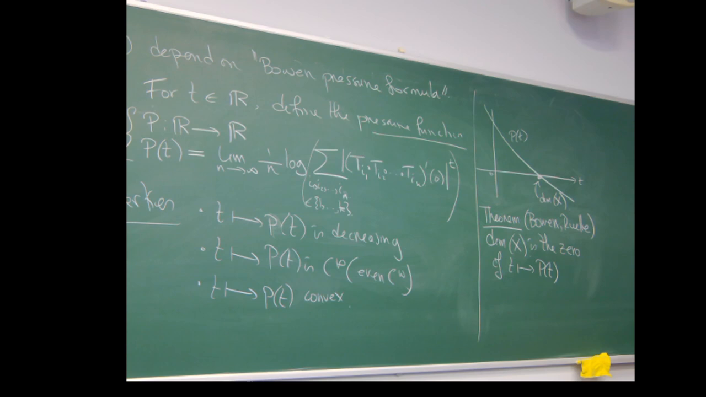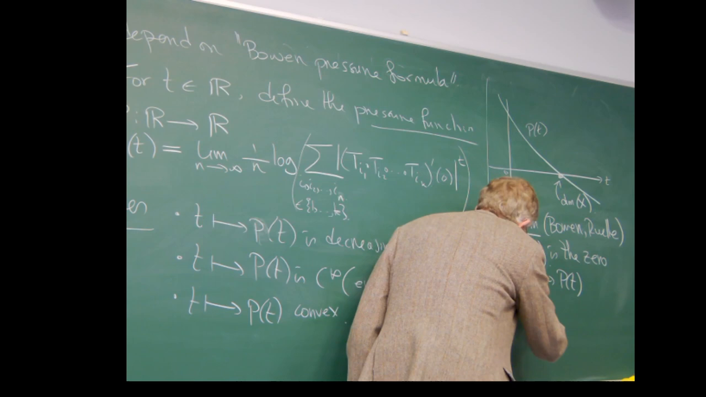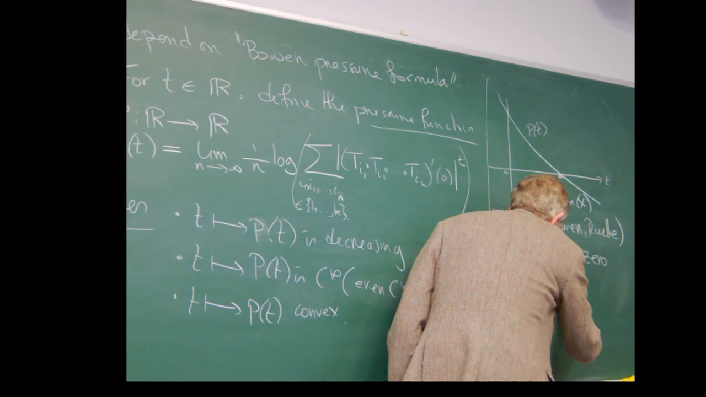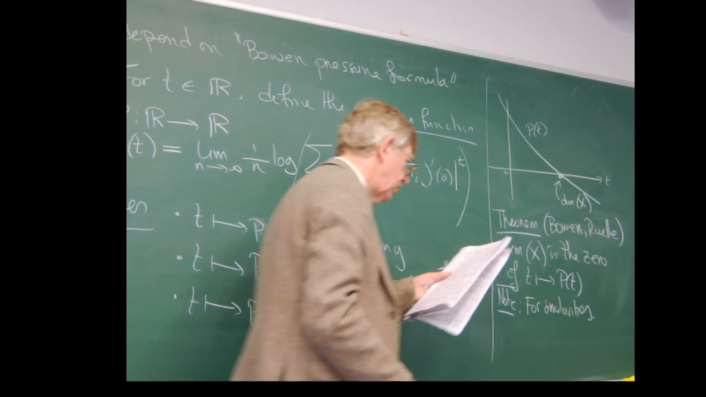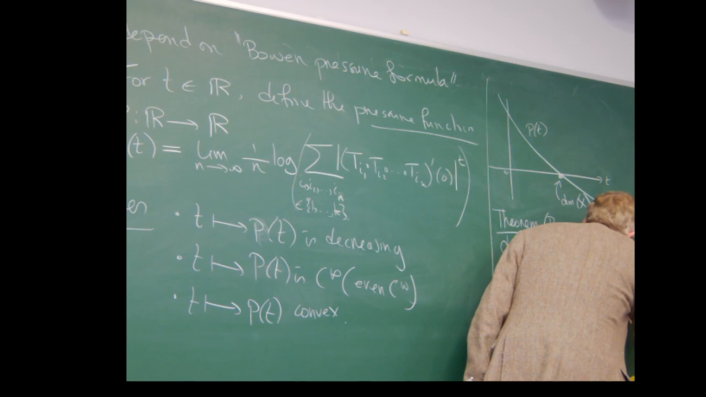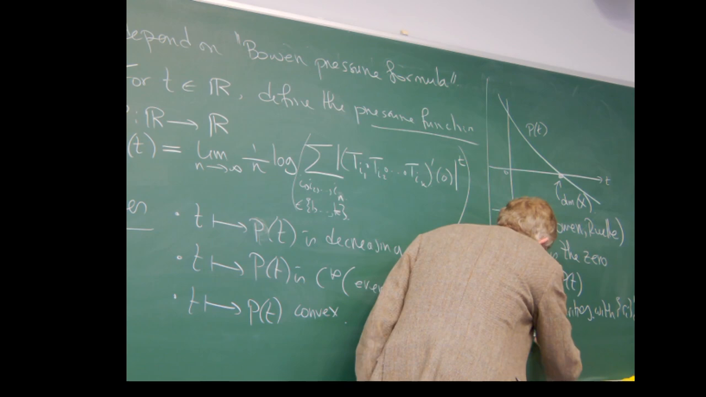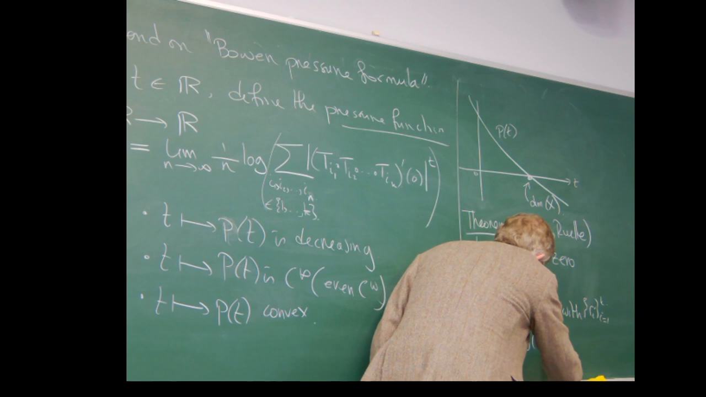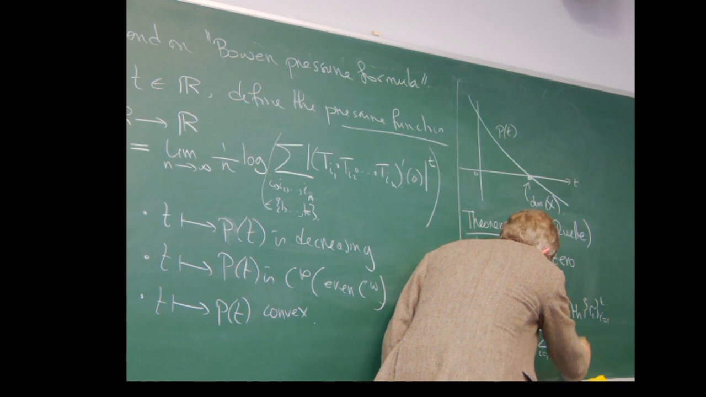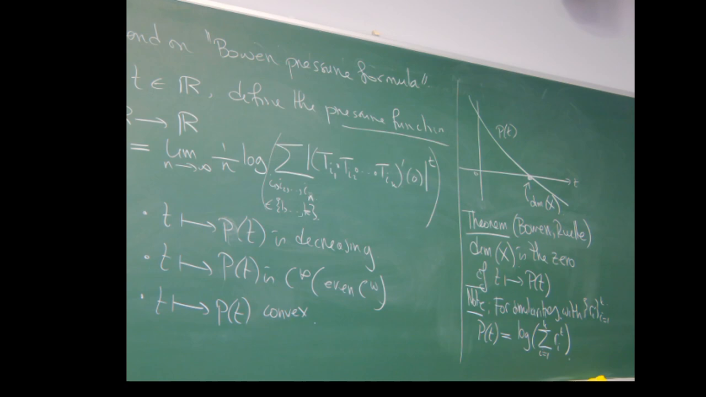Somewhere down here is a note, maybe. For similarities, you could just compute the pressure function with contractions R_i, i equals 1 to k. Then maybe the pressure function would actually just be equal to, would you believe, the log of the summation i equals 1 up to k of R_i to the power t, something like that. And if you stick that into there, then hopefully it comes out as this guy over here, more or less.